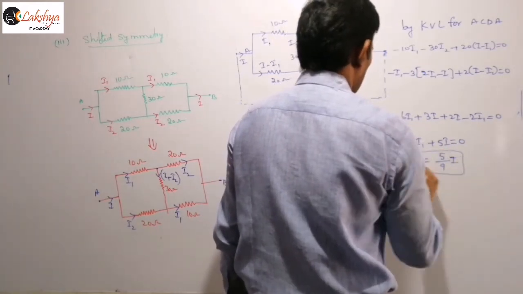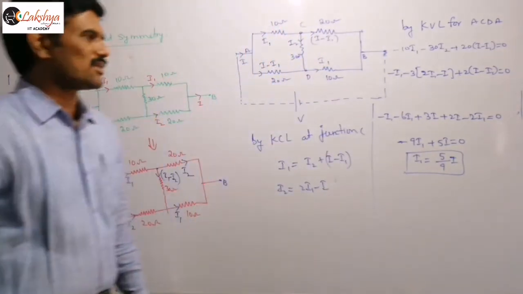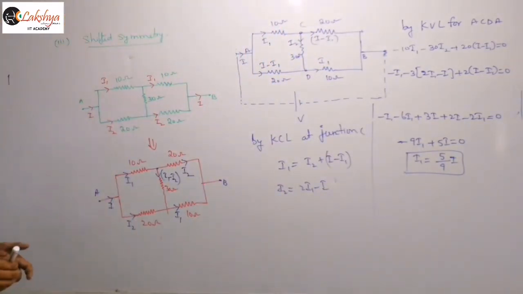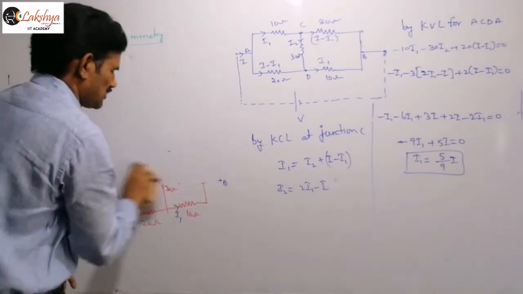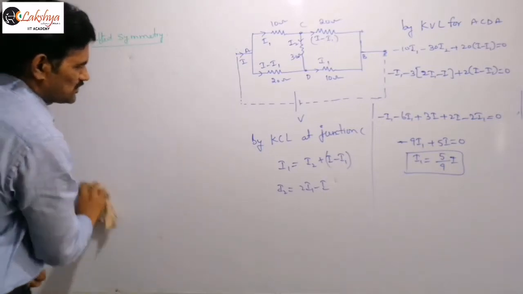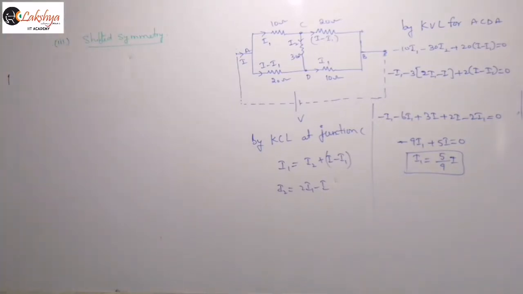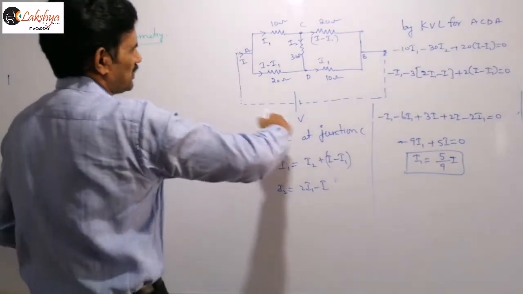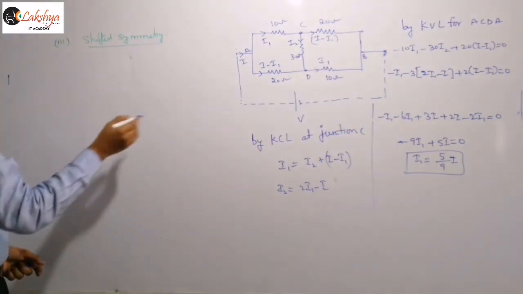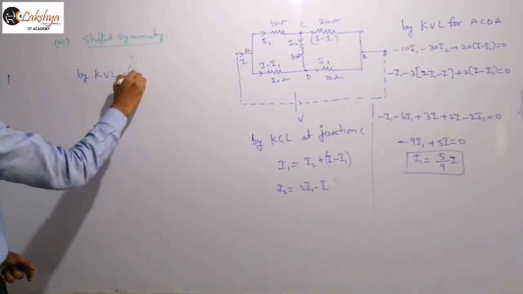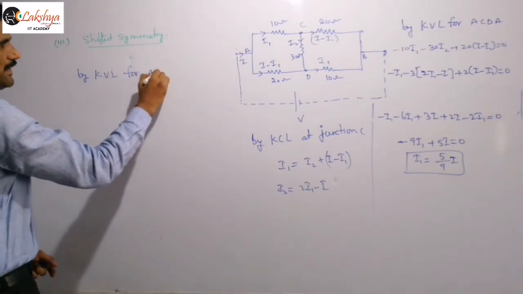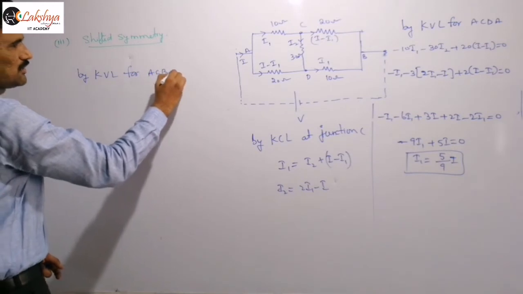So now only one variable, I1, was there, and we have calculated that variable value already, right? Finally, we need to apply the Kirchhoff laws by including the cell, and then we can find the effective resistance. So now applying the Kirchhoff law by including the cell, for example, I am applying KVL for the loop ACBA.